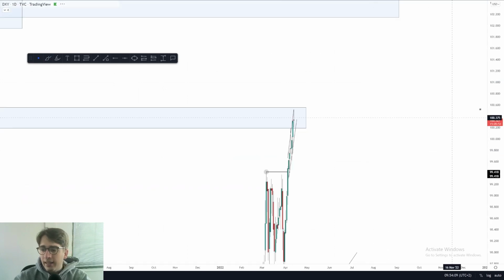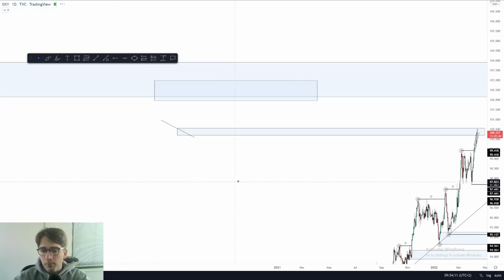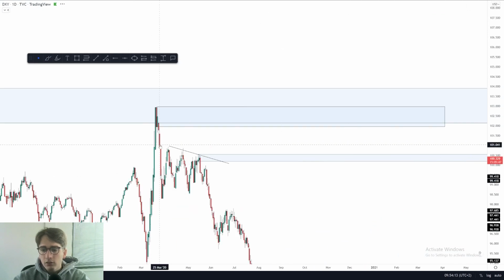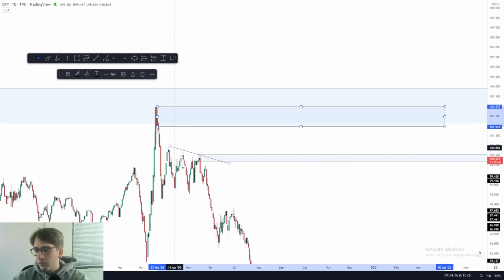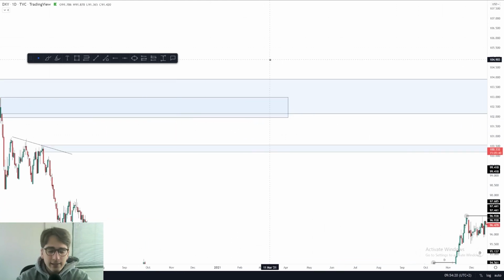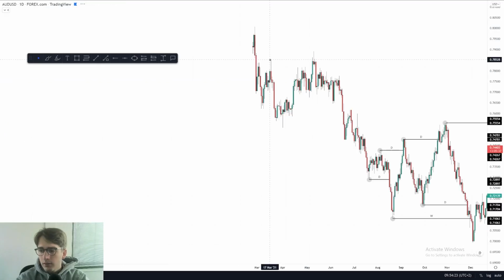That is pretty much it for the dollar index. Just going to be waiting. If we do move up higher and we see a pop above this zone, then I do expect us to start taking out these equal highs and tapping in towards this upper zone at around 102. So with that said, let's head over to Aussie dollar.